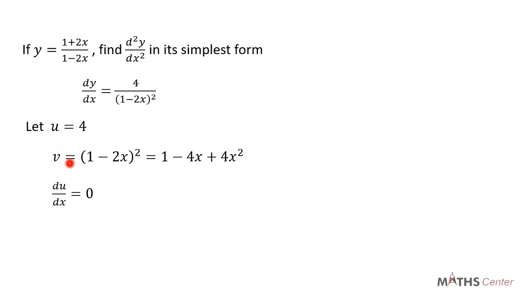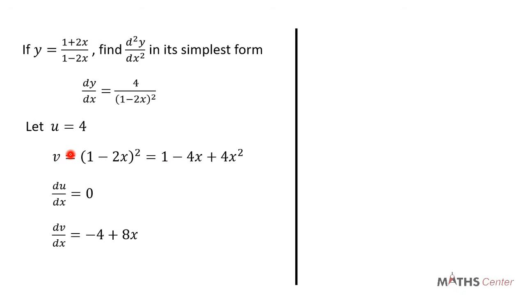You are differentiating v with respect to x. You differentiate v with respect to x, you have dv dx. You differentiate 1, you get 0. You differentiate negative 4x, you have negative 4. And differentiate 4x squared, you have 8x. So now I have du dx, I have dv dx, I have u, and I have v. So I can find the second derivative using the quotient rule. From the quotient rule, this time the second derivative, which is d squared y dx squared, will be equal to v du dx minus u dv dx, over v squared.